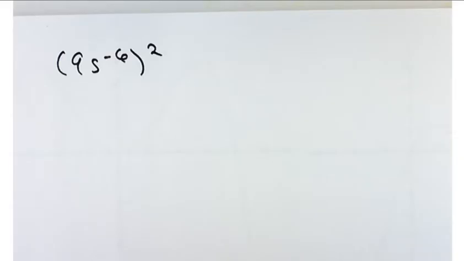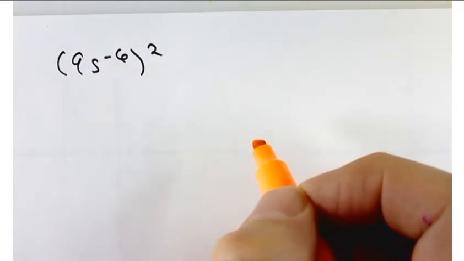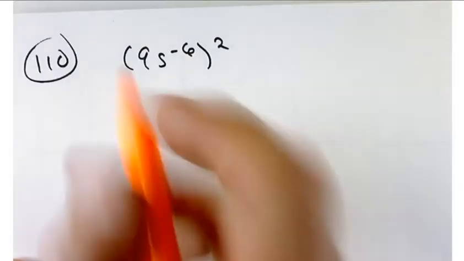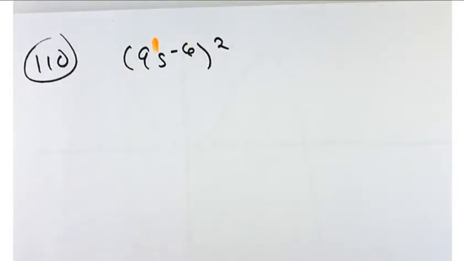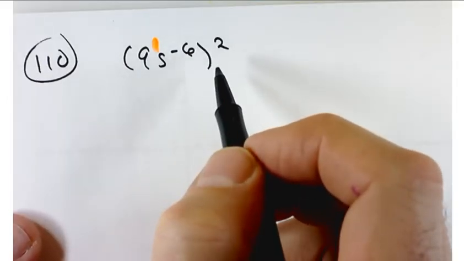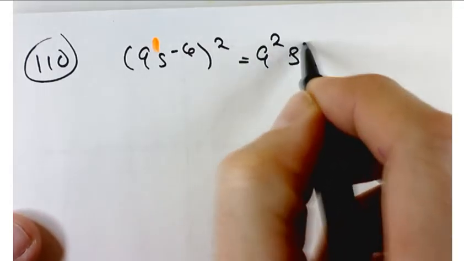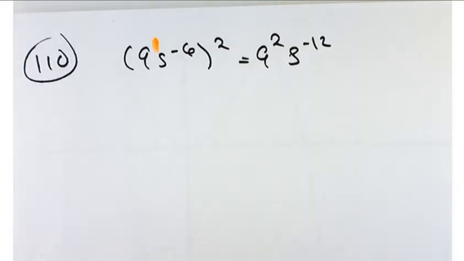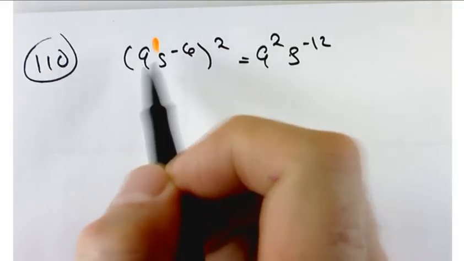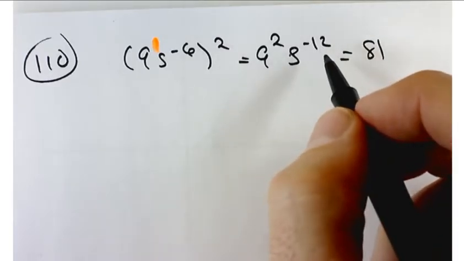There are a couple of ways to look at this one. One thing that is useful to keep in mind is that even though it's not written, there's an exponent for the 9. What's the exponent for the 9? It's a 1. Now, the exponent on the outside does what to the exponents on the inside? Multiplies. So this is going to be 9 squared s to the negative 12. A lot of times people forget to square out that 9. 9 squared, of course, is 81. Don't leave it as s to the negative 12.